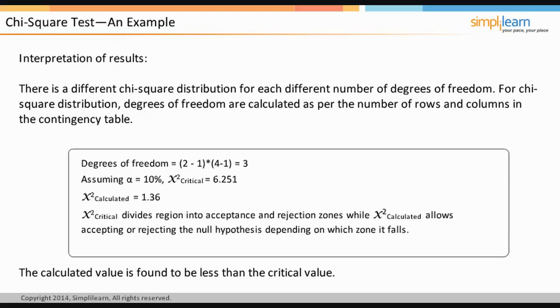Both the values of the chi-square index should be plotted. The critical chi-square distribution divides the whole region into acceptance and rejection, while the calculated chi-square distribution is based on data and conveys whether the data falls into an acceptance or rejection region. Therefore, as the calculated value is less than the critical value and falls in the acceptance region, the proportion of wins of the Aussie team at home or abroad has nothing to do with the opponent being played against.